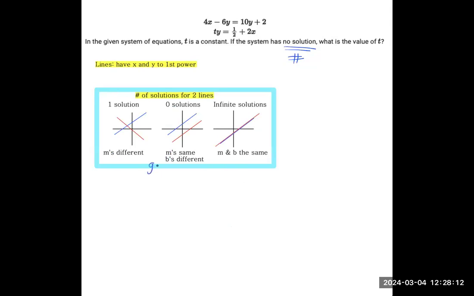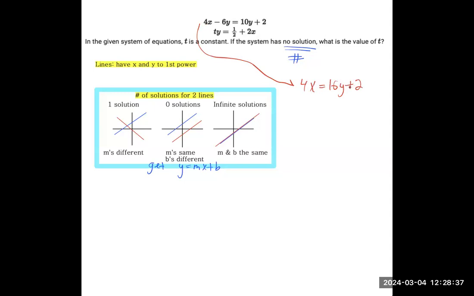So all of these depend on getting the function, the line, in the y equals mx plus b format to be able to see what's going on with the slopes and y-intercepts. So for the first equation, it's a little easier. We can start by adding 6y to both sides. So that would give us 4x equals 16y plus 2.